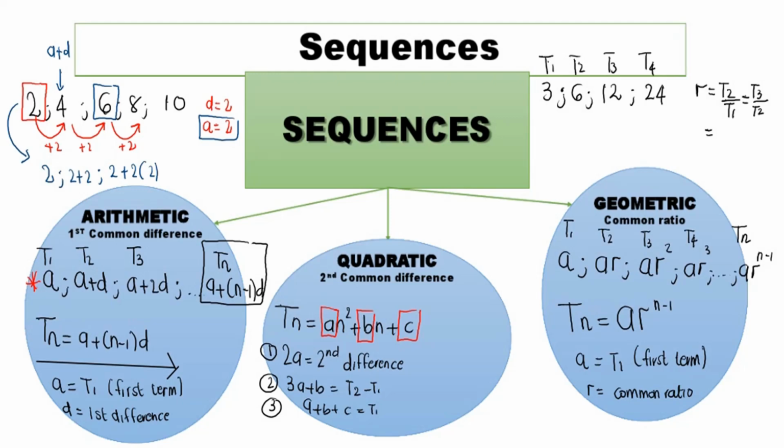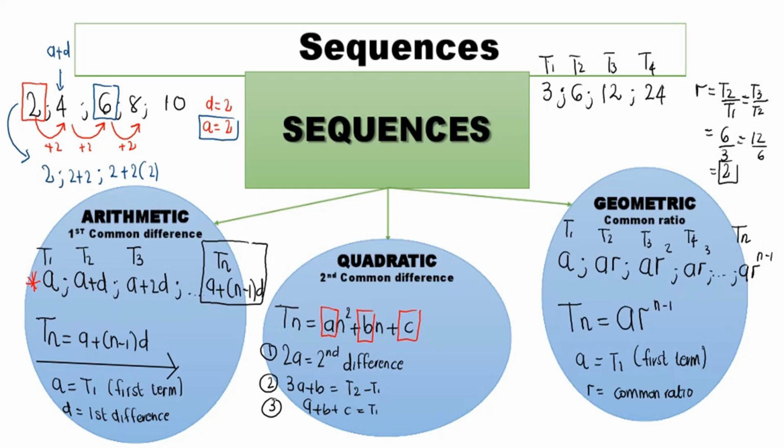If you take your term 2, which is your 6, and you divide it by your 3, what do you get? You get 2. So this sequence has a common ratio of 2. You can also check: if you take your term 3, which is 12, and you divide it by 6, you will still get 2. So this sequence has a common ratio that is 2.